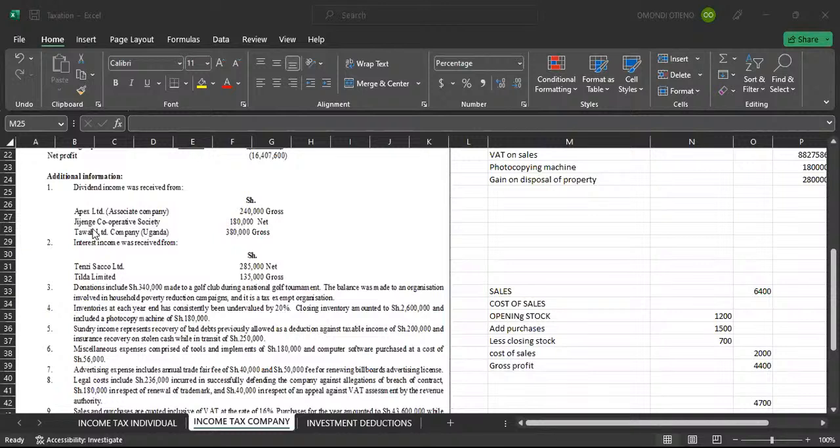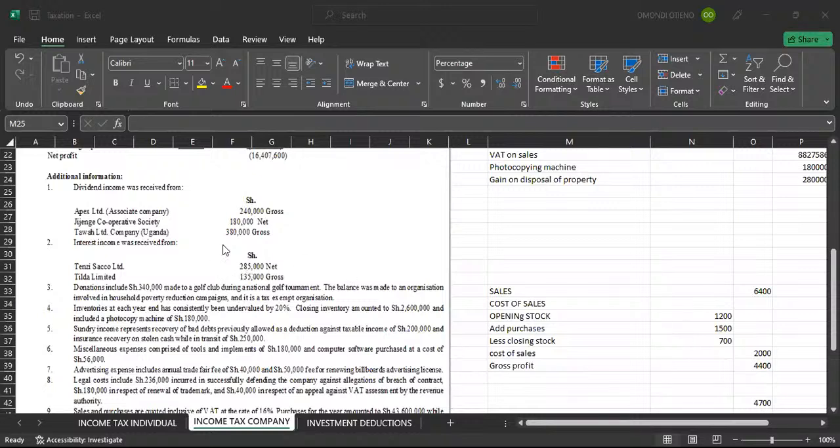Dividends from cooperative society are subjected to a withholding tax of what rate? They are subjected to a withholding tax of 15%. So we have to bring in the gross value, the gross amount.